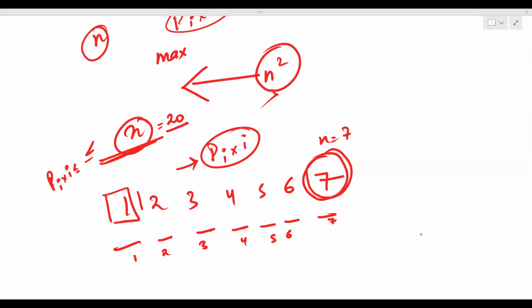Why? Because I'll try to give this 7 the maximum index for which the value, after multiplying this 7 with that position, is less than or equal to 20. Why are we taking the value 20 here? I'm just taking an example. Don't worry about this 20.